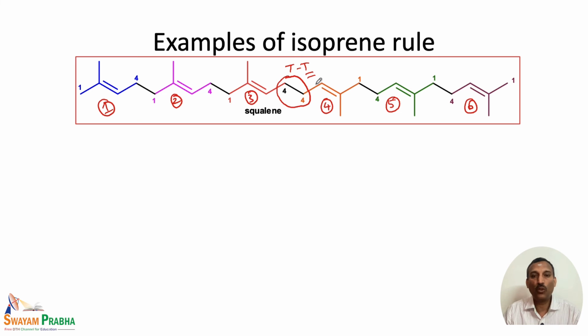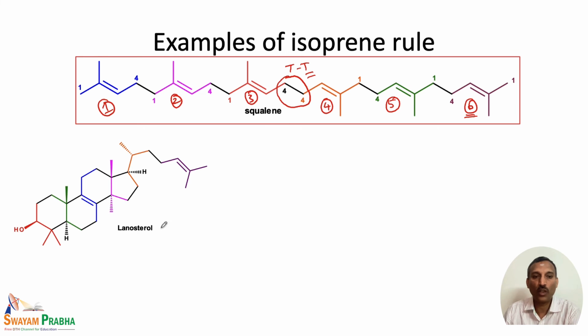We will be looking at how these tail to tail connections happen through the biosynthetic pathway in the later part. But one thing you have to remember is that even squalene, which is a pretty long molecule, has a total of 6 isoprene units connected in it. So most, if not all, terpenes can be broken down into simple isoprene units. And let us look at lanosterol.